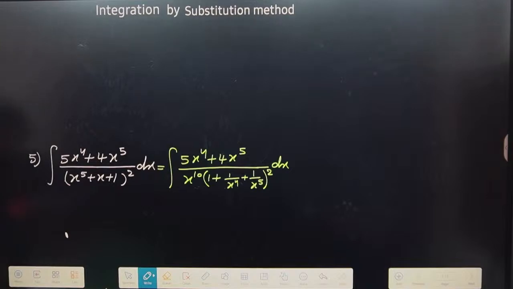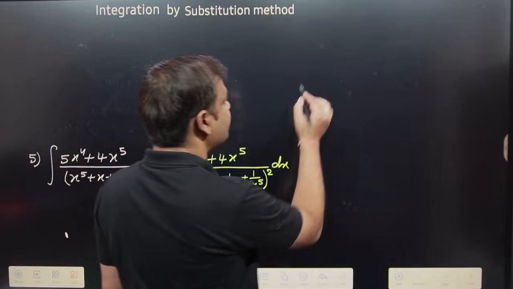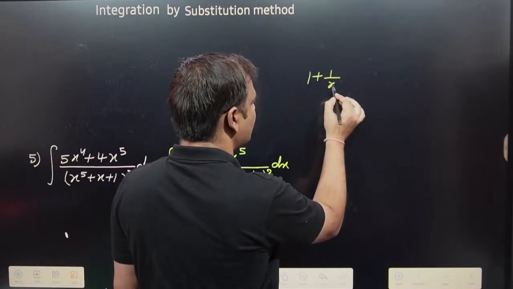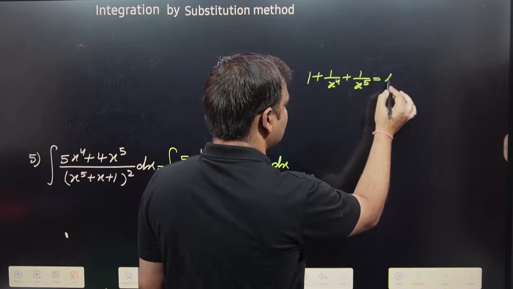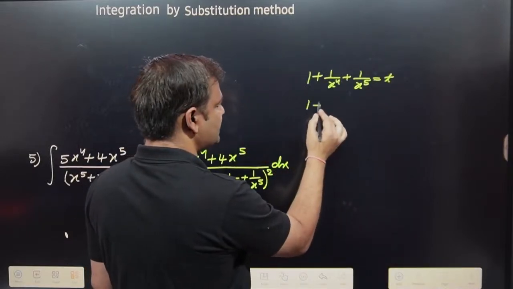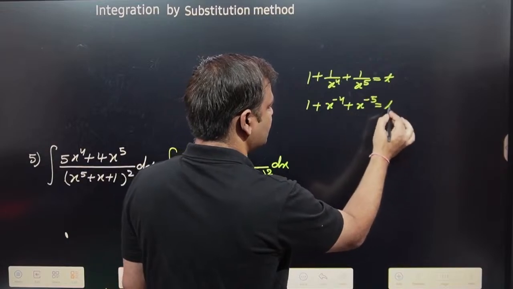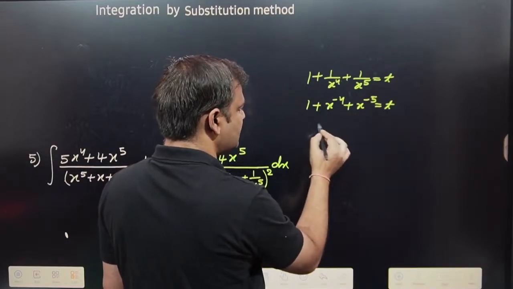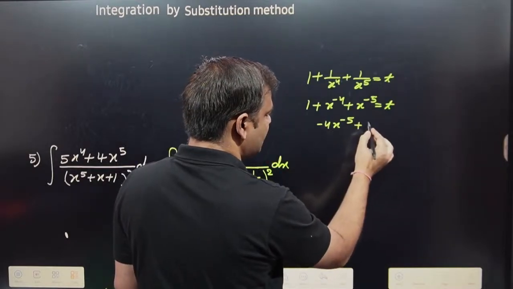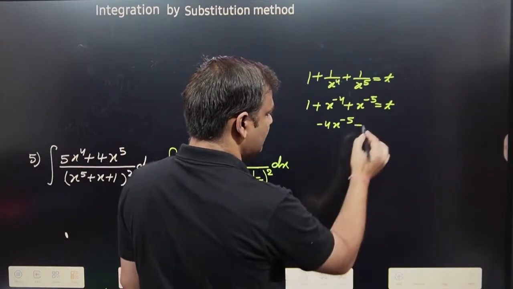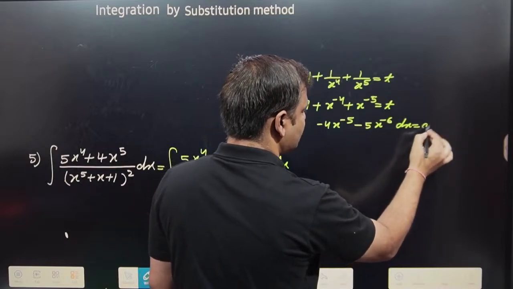Also clear. Now after that, if this one is taken t, 1 plus 1 upon x to power 4 plus 1 upon x to power 5, this is equal to t. So basically x to power minus 4 minus 5 is equal to t. If we differentiate both sides, then 4x to power minus 5 minus 5 into x to power minus 6 dx, this will equal to dt.